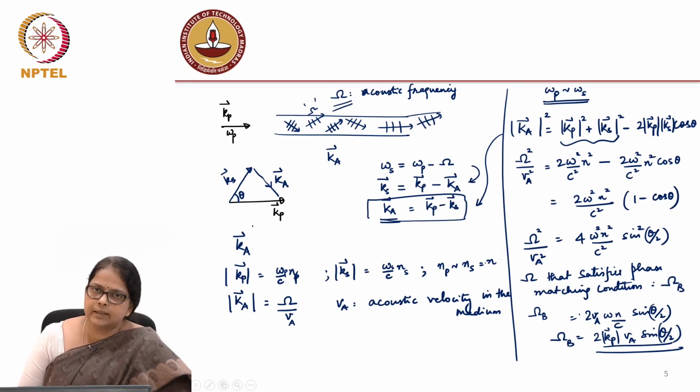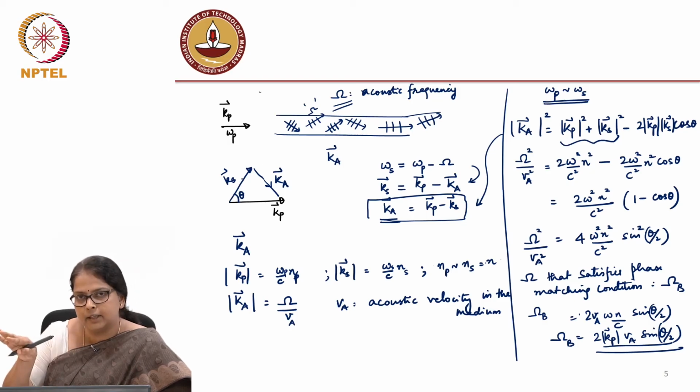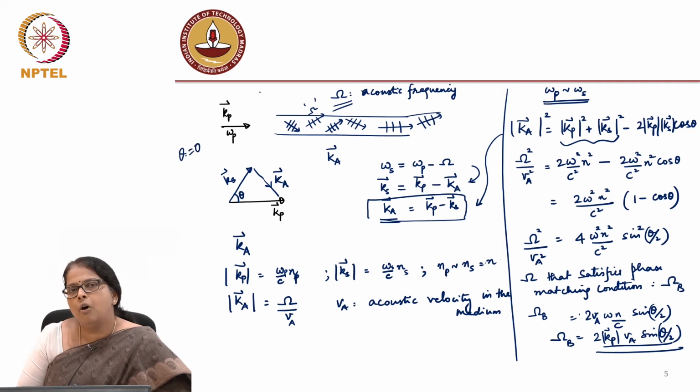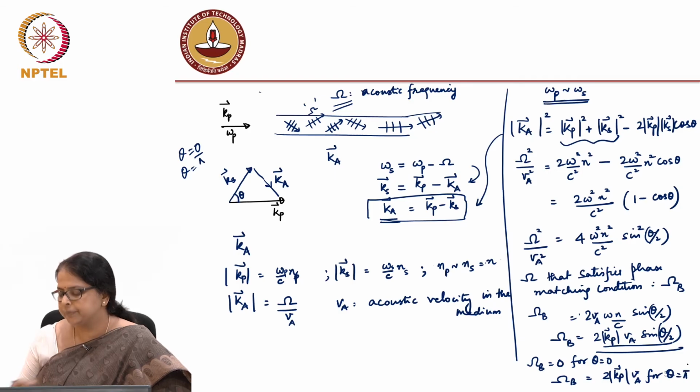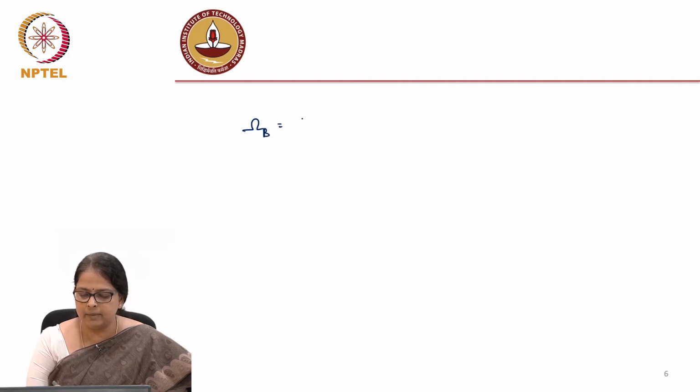Now in a fiber, we just said that the scattered light can propagate either in the forward direction, for which theta equals 0, or in the backward direction, for which theta equals pi. So if theta equals 0, obviously omega b is equal to 0, and omega b is equal to 2 magnitude of Kp times Va for theta equal to pi. So I can have an omega b which is 2 magnitude of Kp times Va for theta equal to pi.